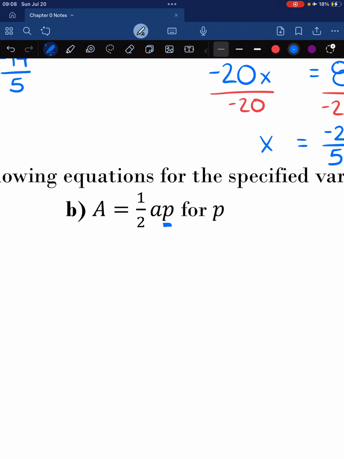Okay, solve for p. So I'm trying to get the p all by itself. And this is when you have options. I would really like to do this in 2 steps, though. My first step is going to be, let's get rid of that fraction.